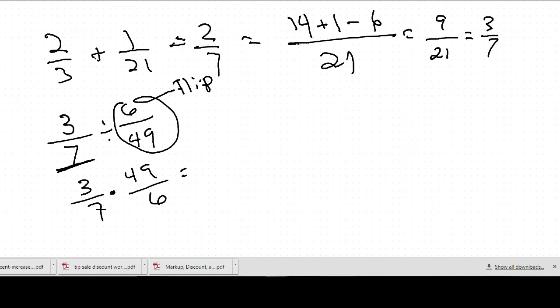So 7 goes into 49 7 times. So that's 3 over 1 times 7 over 6. And then 3 goes into 6 twice. So that would be 7 over 2, which is 3 and 1 over 2. Good. So now you can practice doing all of the division stuff. Just remember that if there's a division symbol in front of it, you flip it.